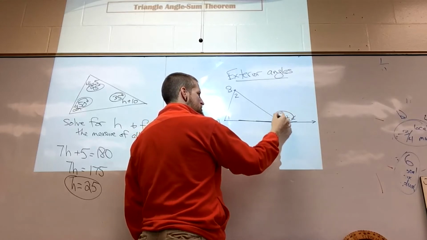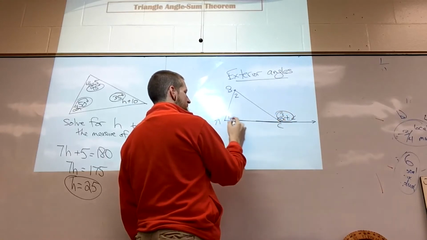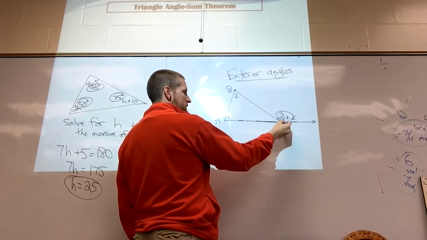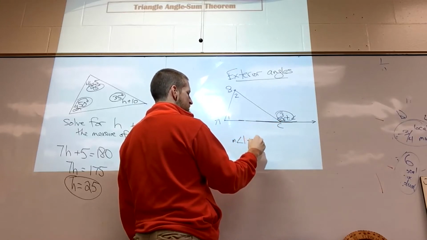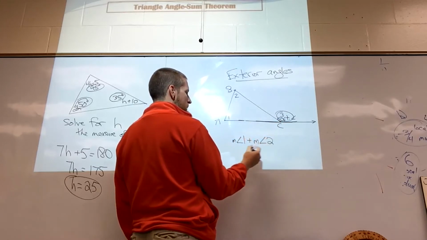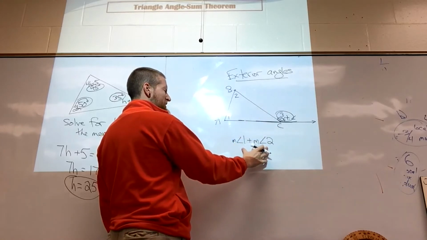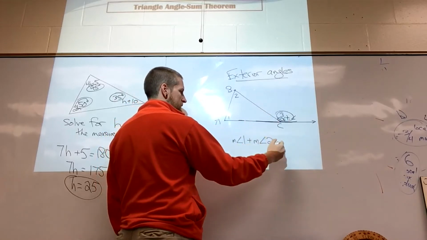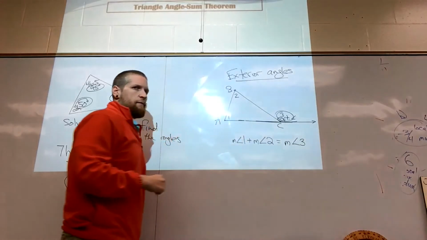To get this measure without doing a lot of work, I can take these two numbers and add them together, and they will always equal whatever this angle is here. So this is what the exterior angle theorem says. If you know these two, which in the book are called the remote interior angles, so they're the interior angles that are not right next to the exterior, if you add them up, that'll always be equal to the one on the outside.